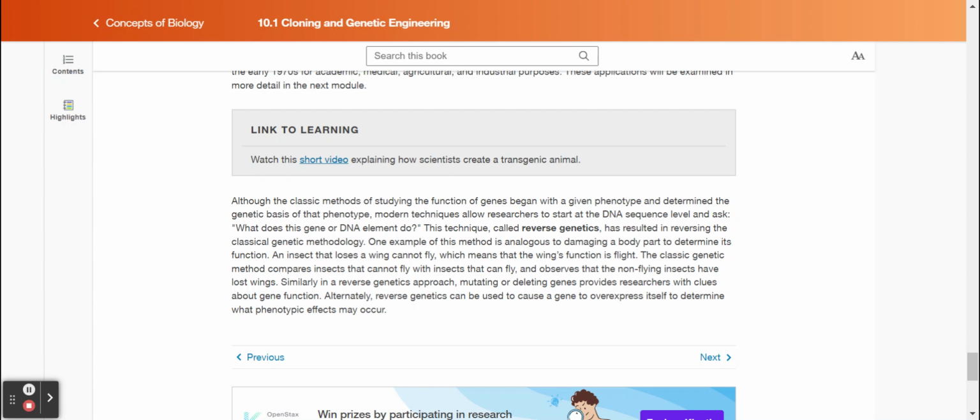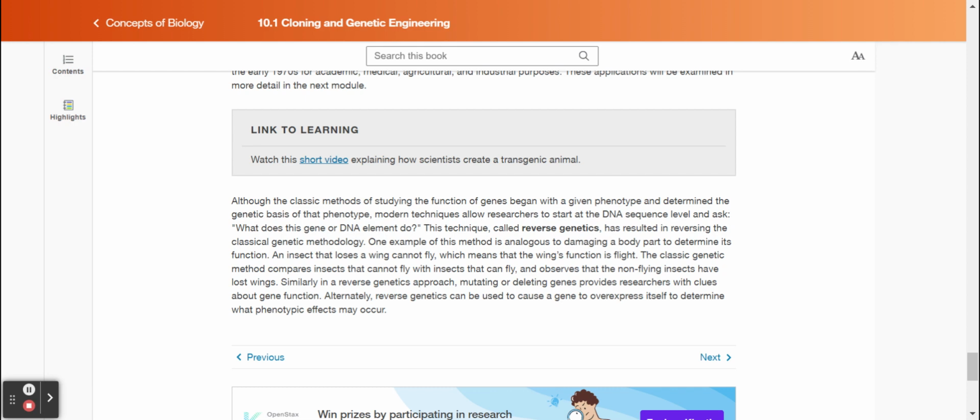Although the classic methods of studying the function of genes began with a given phenotype and determined the genetic basis of that phenotype, modern techniques allow researchers to start at the DNA sequence level and ask, what does this gene or DNA element do? This technique, called reverse genetics, has resulted in reversing the classical genetic methodology.